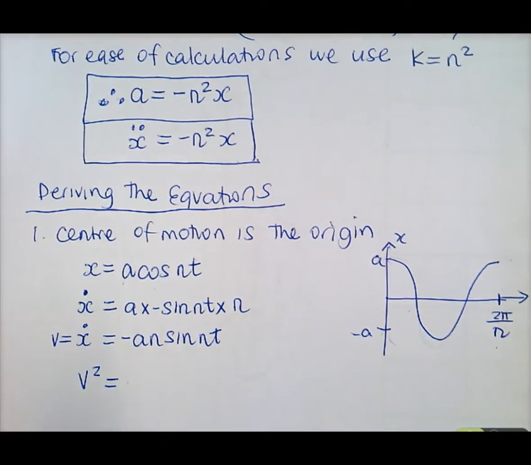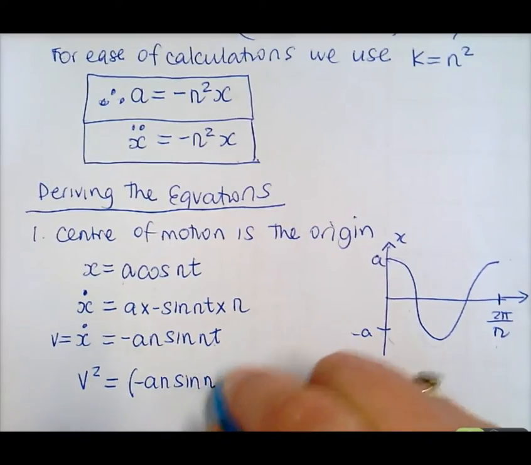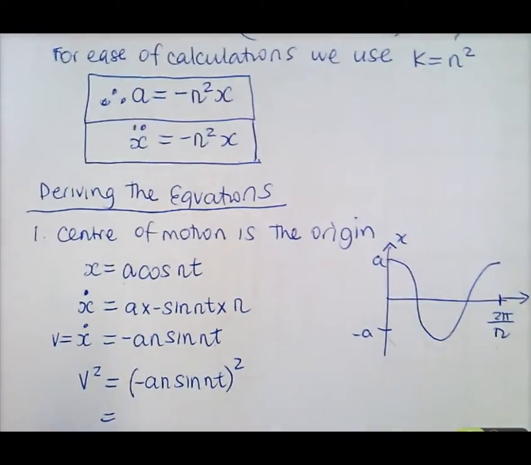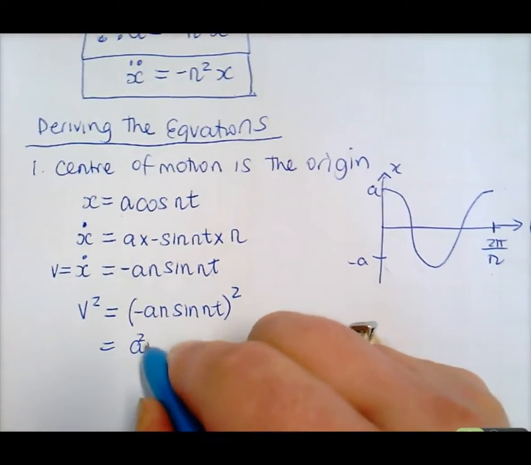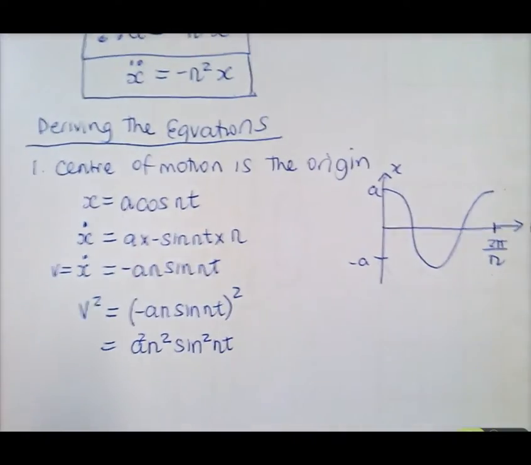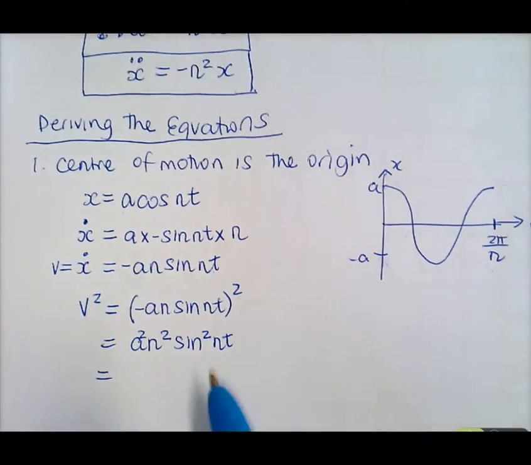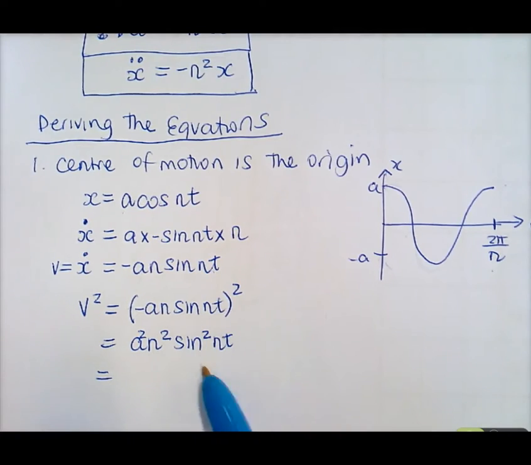So v squared will be what, guys? Square that now. What do you get? Won't it be negative an sine nt squared, which is what? Square the negative, you get a positive. A squared, n squared, sine squared nt. Now, a squared, n squared, how do you write sine nt squared? You write it as sine squared nt. You don't square the nt. That is sine nt times sine nt.